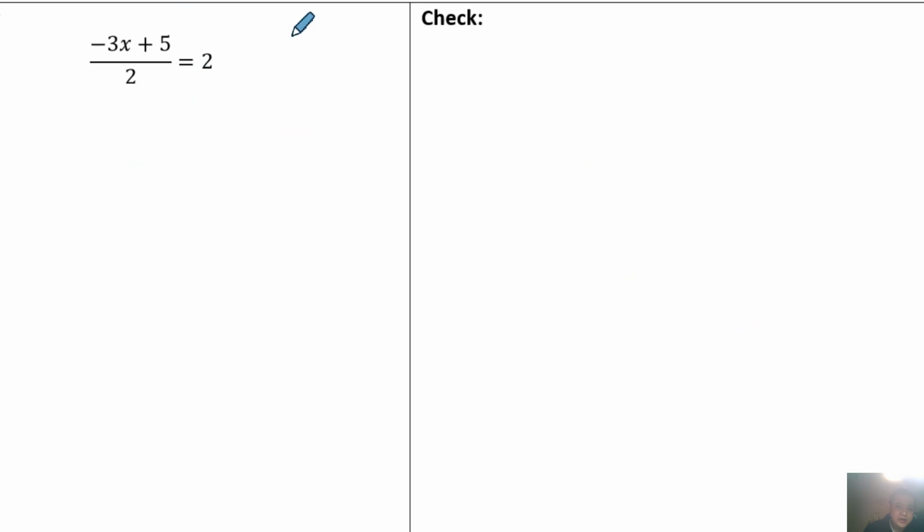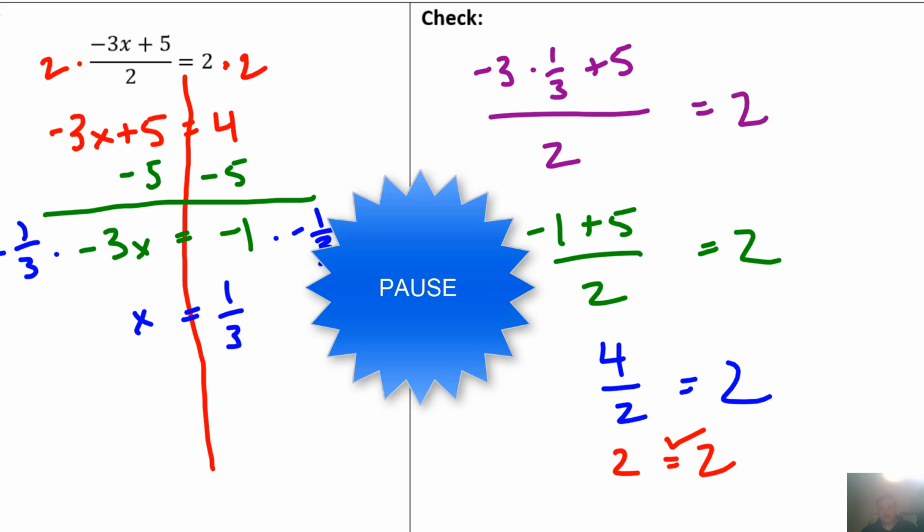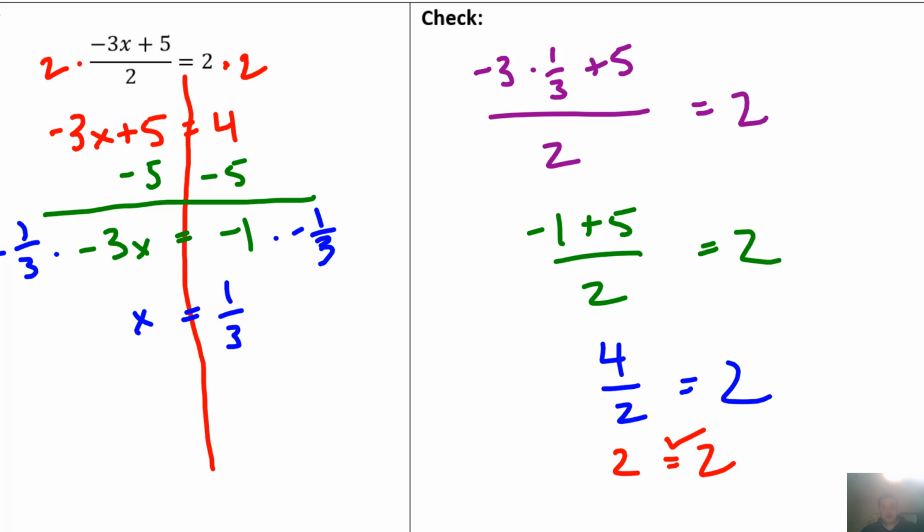Go ahead and pause the video and try this one out on your own. Alright, what you should have found was that the answer is x equals 1/3, and we get there because we multiply both sides by 2 to get rid of the denominator.